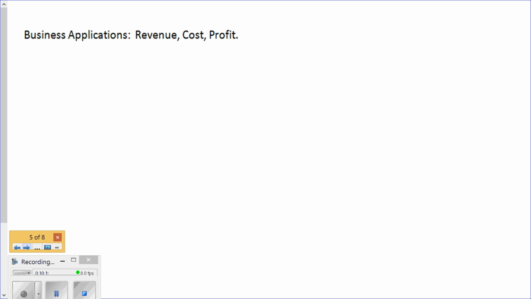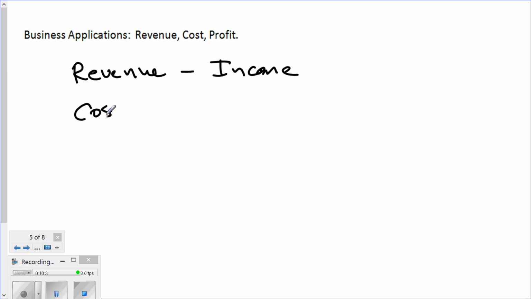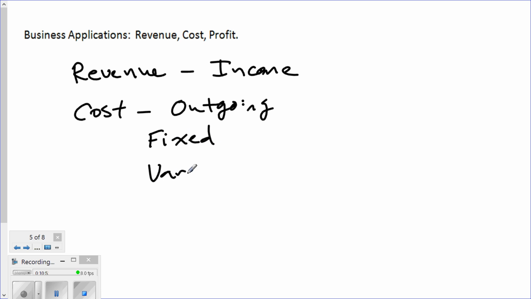So if you're not familiar with these, revenue, it's our income for our business. The money coming into the business, what we're selling our product for. Hopefully it's a lot. And the cost would be the money going out of our business. And we usually break costs into two different categories. We have fixed costs and we have variable costs.